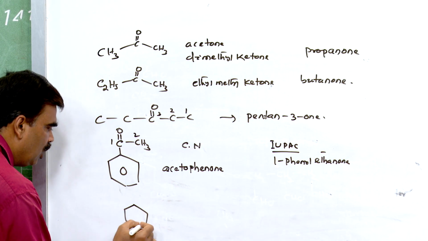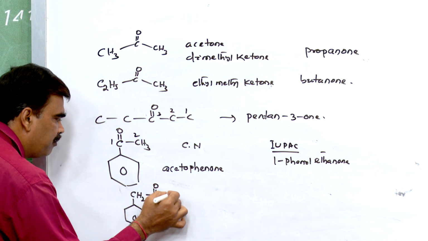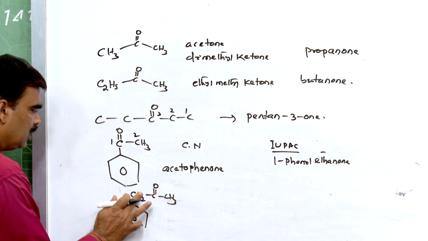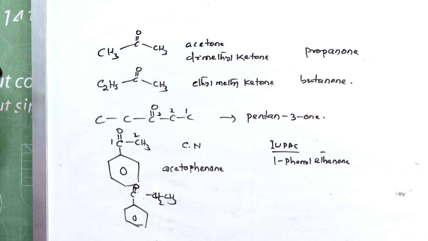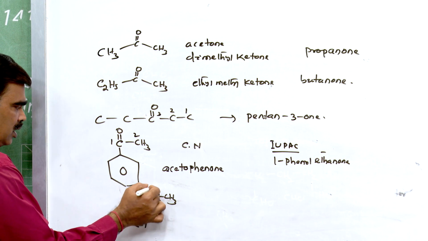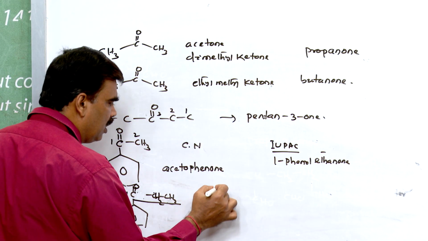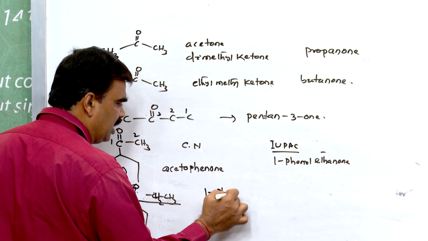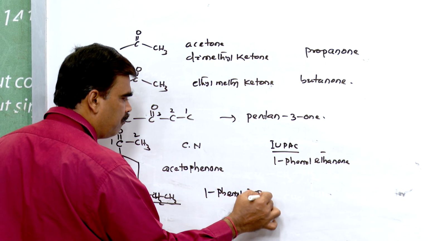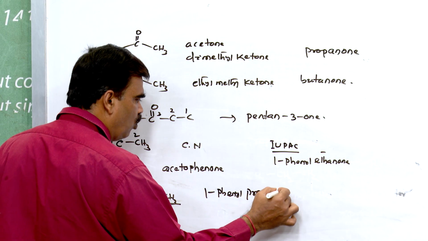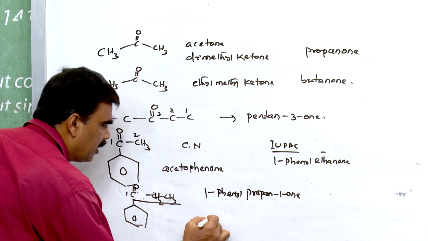Similarly, what will be its name? This is CO, you make it a CO and you make it a CH2. So, again it is 1. Okay? So, there are 3 carbon atoms, means 1-phenyl, this is IUPAC name, 1-phenylpropan-1-one, or propanone.